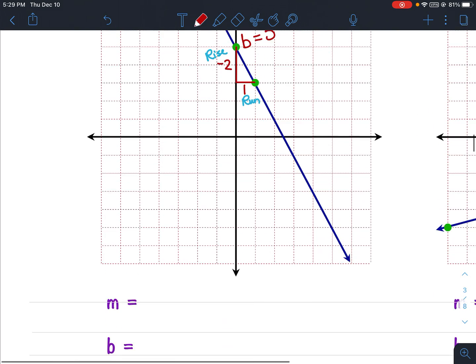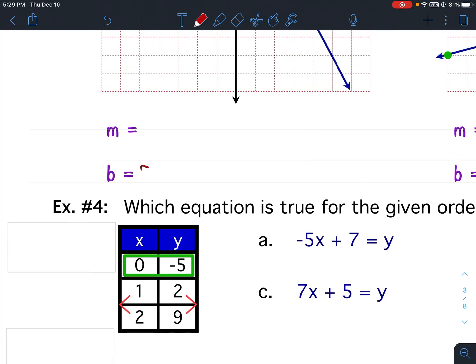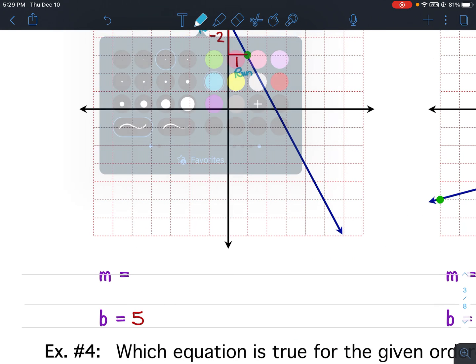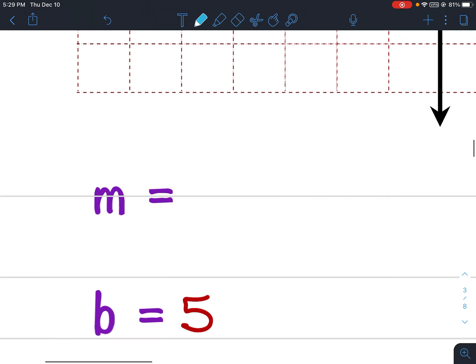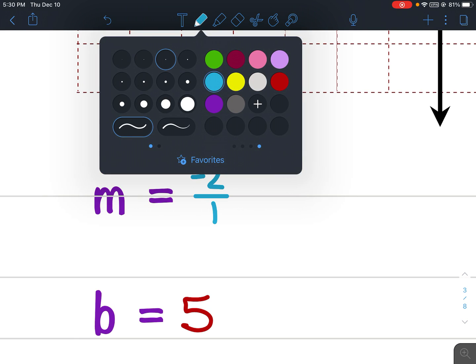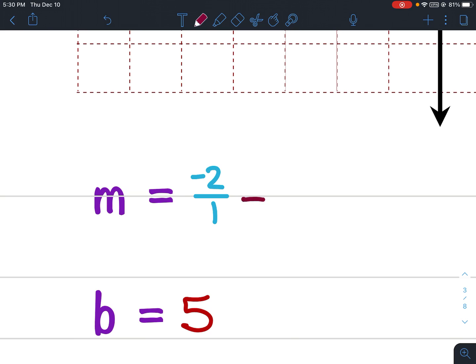So first of all, again, my B was 5. The y-intercept was 5. And my slope was down 2 over 1. But because we're writing an equation, we want this to be in simplest form. So we don't need that 1 on the bottom. So I'm going to go one step farther, and this would be just -2. -2 over 1 reduces to -2.